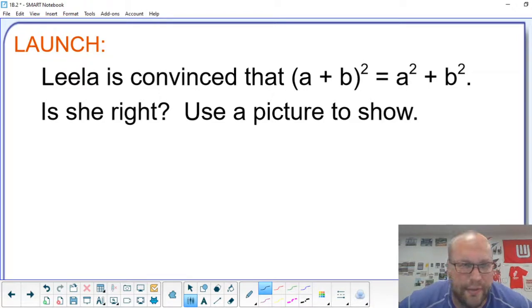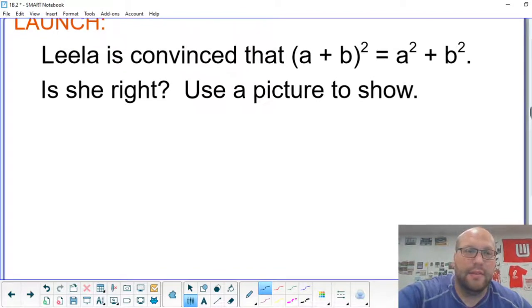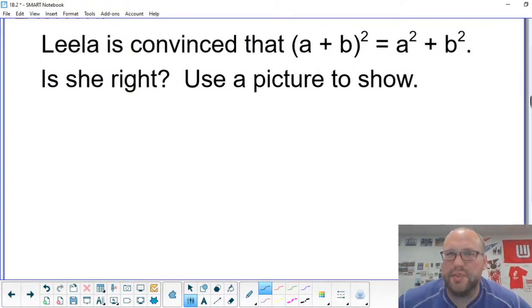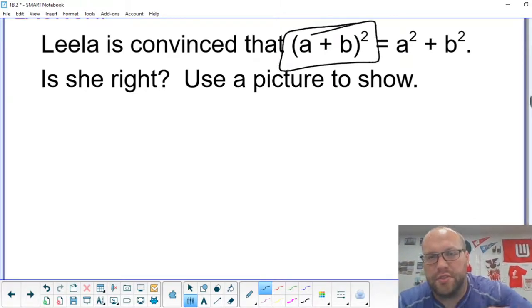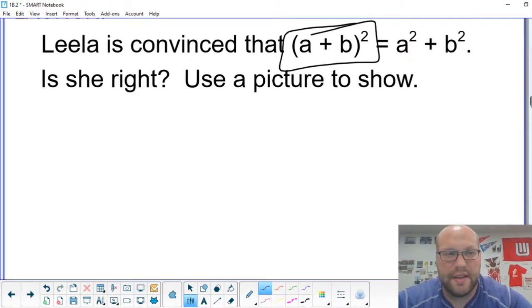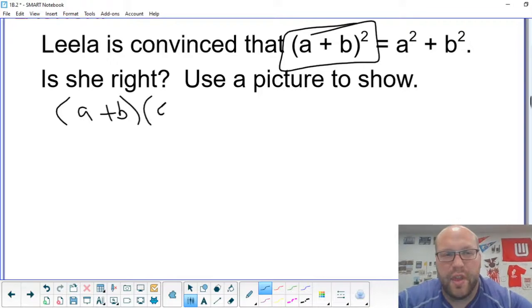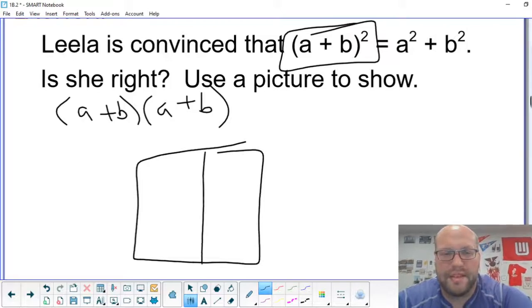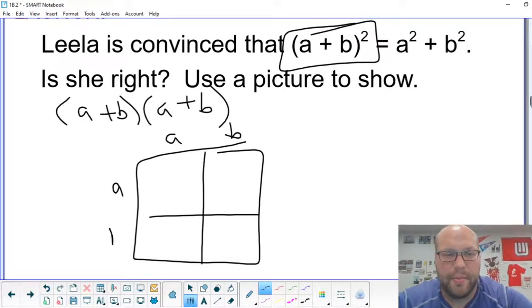So here we go. This is a really common mistake that we've seen, and it's a distributive property mistake. Leela is convinced that (a plus b) squared is a squared plus b squared. Is she right? Pictures are really, really helpful. Just remember that these area models that we're going to use all year long are going to help us figure this out. Understand that squaring means multiplying by itself. So (a plus b) squared is actually (a plus b) times (a plus b). An area model to represent this situation would have to be something like this: a plus b getting multiplied by a plus b. And now we can figure out what this equals.